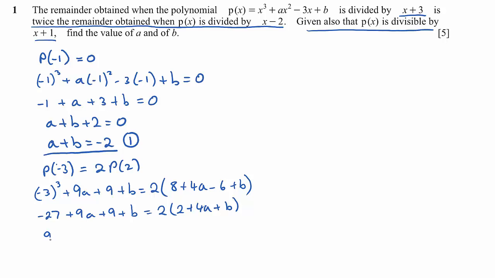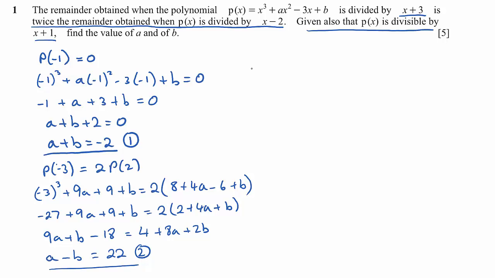So this one is 9a add b, take away 18. That's going to be equal to 4 plus 8a plus 2b. If I subtract 8a from both sides, I get a. If I subtract 2b from both sides, I've got minus b. And add 18 to both sides, I get 22. And let's call that equation 2.